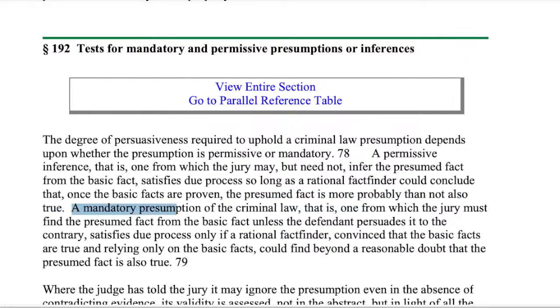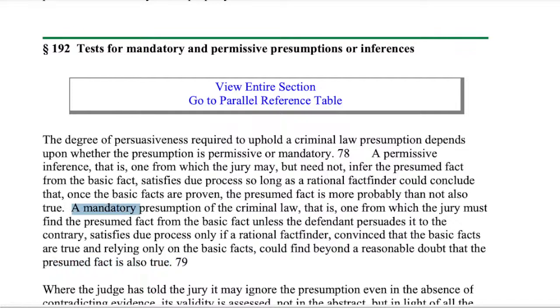A mandatory presumption of the criminal law, that is, one from which the jury must find the presumed fact from the basic fact unless the defendant persuades it to the contrary, satisfies due process only if a rational fact finder, convinced that the basic facts are true and relying only on the basic facts, could find beyond a reasonable doubt that the presumed fact is also true.